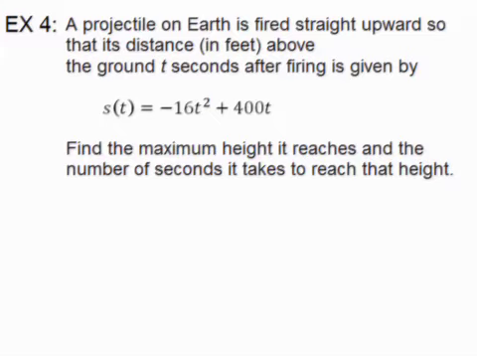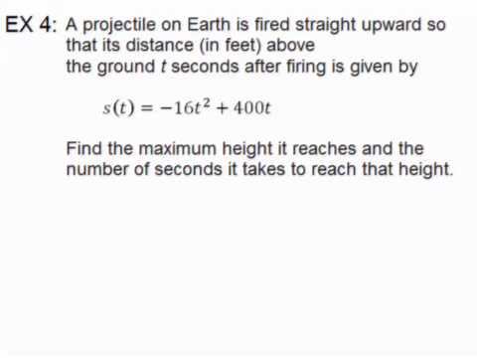Finally, let's take a look at what is called an optimization problem, where we need to find the largest or maximum value or the smallest or minimum value. Example 4. A projectile on Earth is fired straight upward so that its distance in feet above the ground, t seconds after firing, is given by s of t equals negative 16t squared plus 400t. We're asked to find the maximum height it reaches and the number of seconds it takes to reach that height.